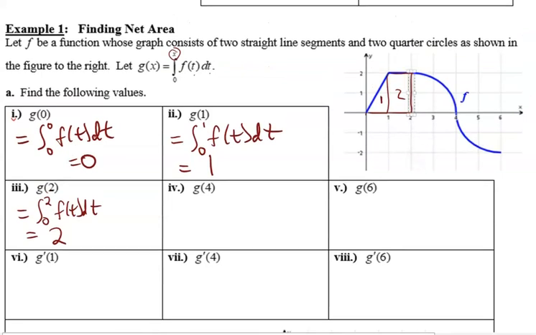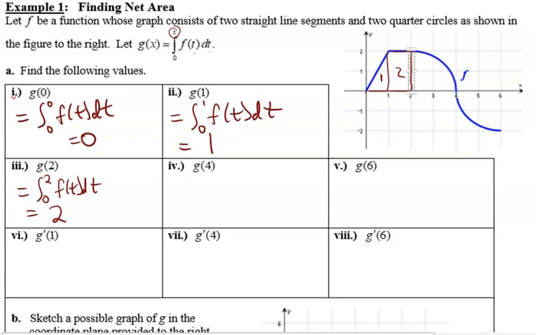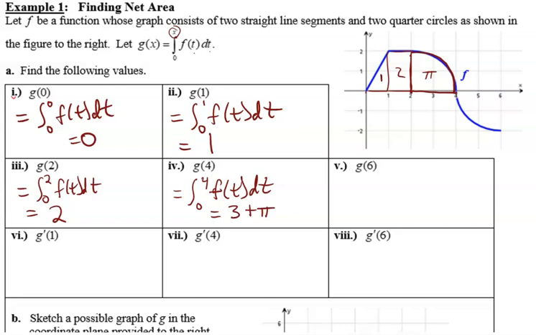So let's see, what is the area of this shape right here? Well, it does tell us that this function consists of 2 line segments and 2 quarter circles. So it is a quarter circle right here, a quarter of a circle with a radius of 2. The area of that would be 4 pi, but only 1/4 of it, so this has an area of pi. So g of 4 is equal to the integral from 0 to 4 of f of t dt, which is equal to 3 plus pi.